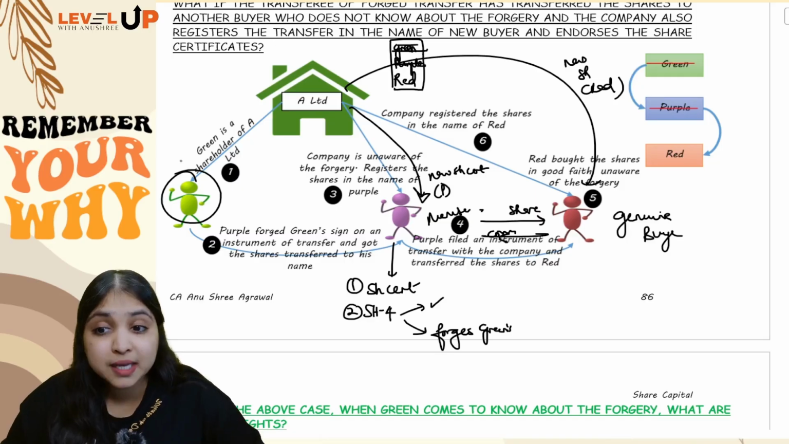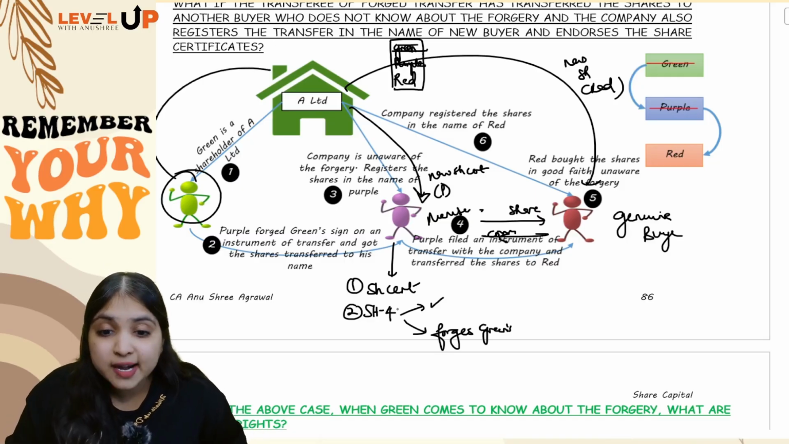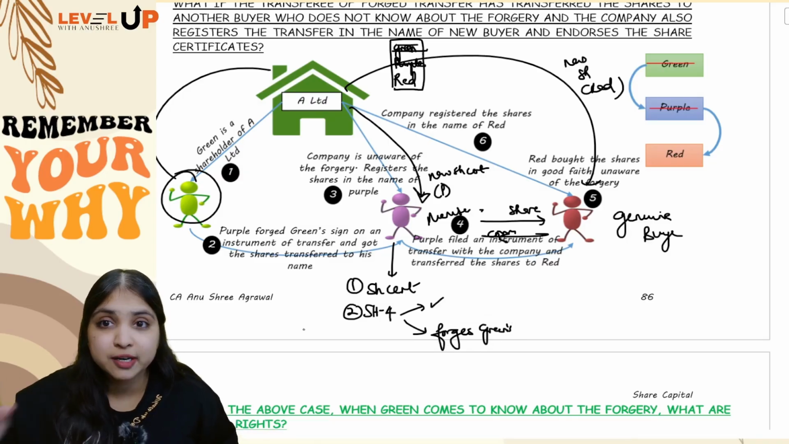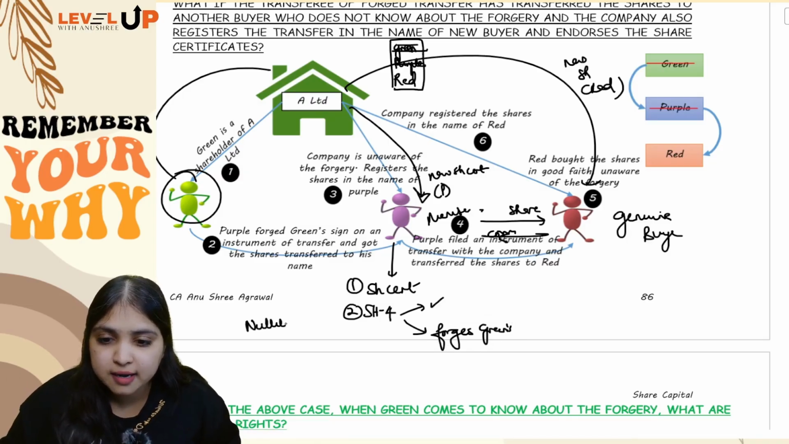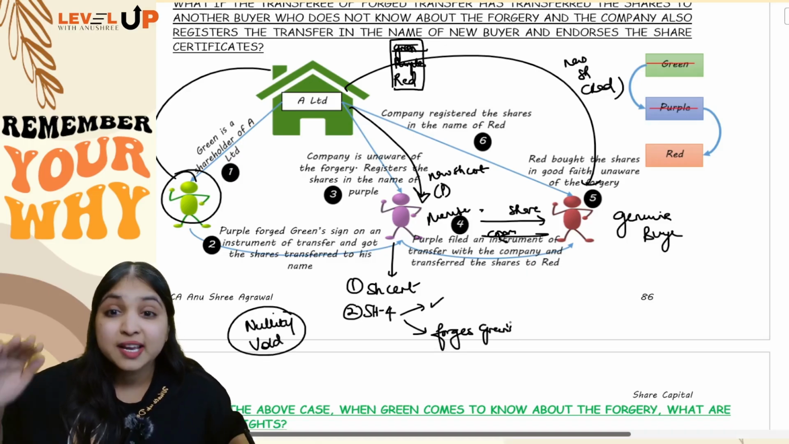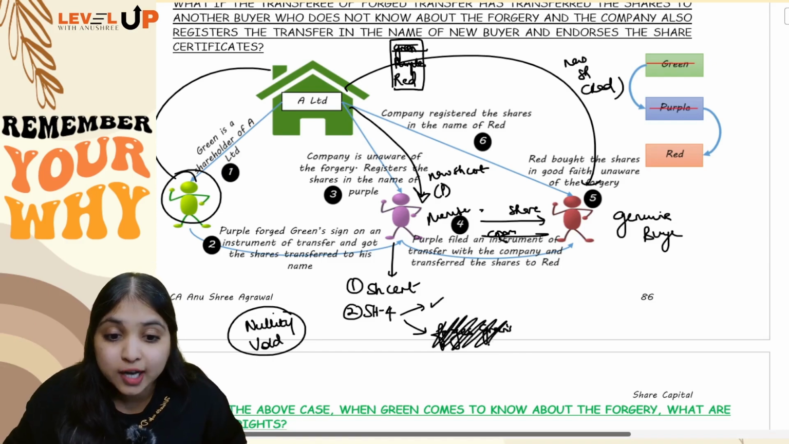Green comes to the company. Green proves to the company on SH4 that the signature is not my signature. That signature is forged. Green proves forged transfer. Once the forgery is proved, remember, forgery is a nullity. Forgery is going to be void, which means once Green proves that his signature is forged, it is as if his signature is not even there.